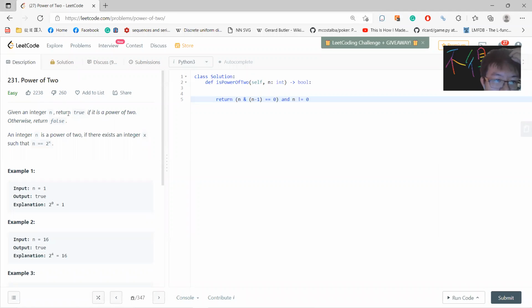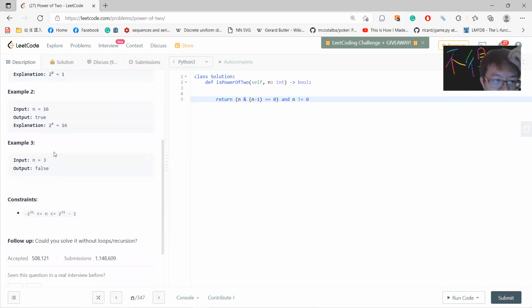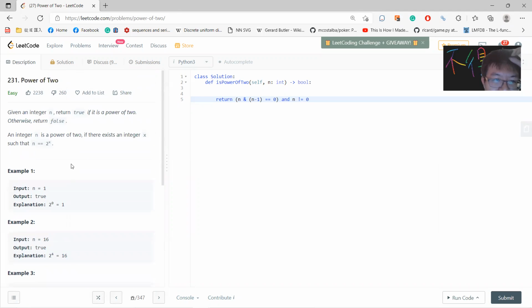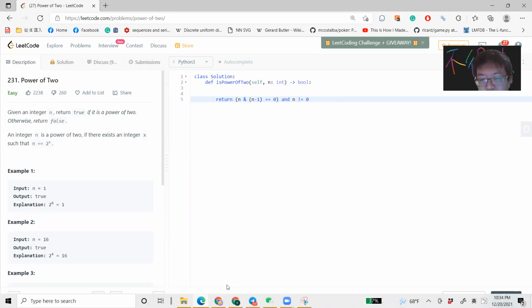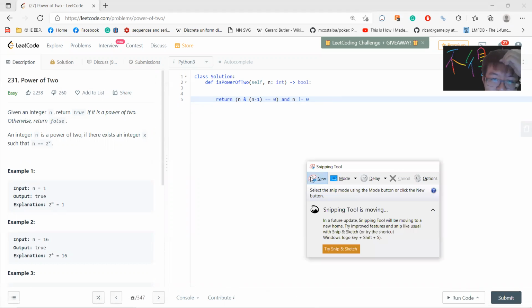So given an integer n, return true if it's a power of 2, otherwise return false. An integer is a power of 2 if there is an x such that n is 2 to the x. So 1 is true, 16 is true, 3 is false. Okay, so you might need to use the binary representation, right? But this is actually what we need.